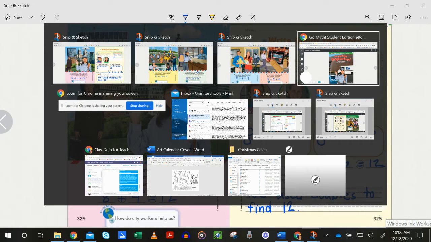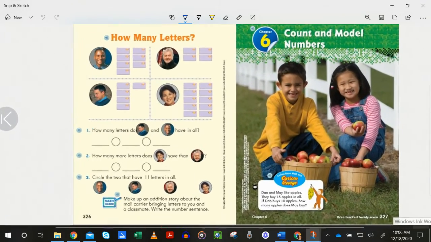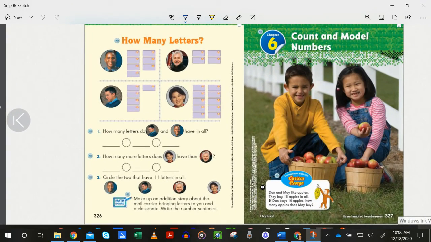And then we have here on the back of that, it says how many letters. So we can look at the group of letters each of these individuals got. And we can use that to write some number sentences. So number 1 says, how many letters do this man and the police officer have in all? So let's look at this man first. Look, think, speak. 5. Good job.